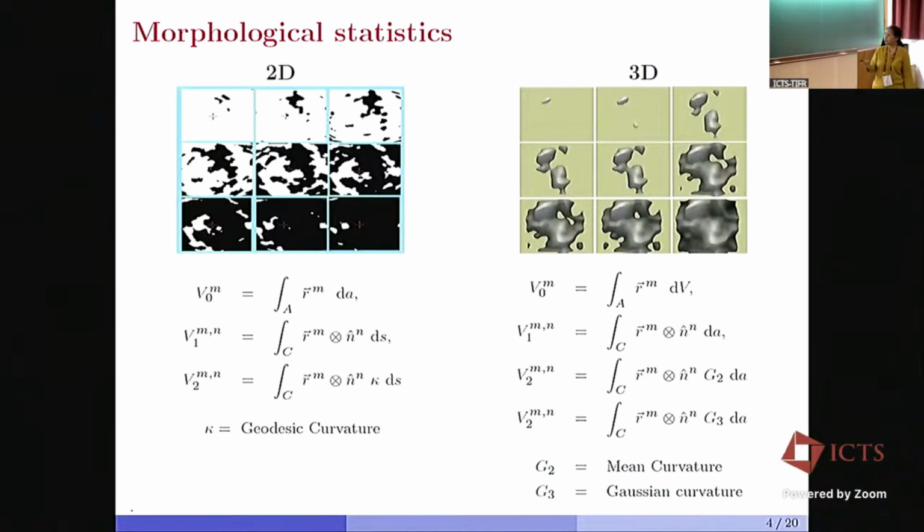And in 2D, we have 2 curvature quantities, G2, which is a mean curvature. When you have a surface, you have the geodesic curvature along lines, and the mean curvature is the average between the maximum and the minimum. And we have the intrinsic Gaussian curvature of the surface. So this is how we define them.